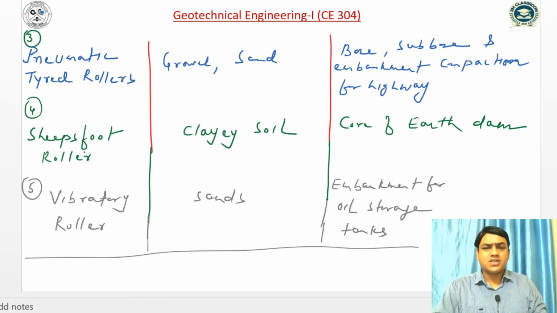And the fourth one is the sheep's foot roller. This type of roller is suitable for clay soil, and it is generally preferred for the core of an earth dam. And another type of roller is the vibratory roller, which is suitable for sand, and this is used for the embankment of oil storage tanks.